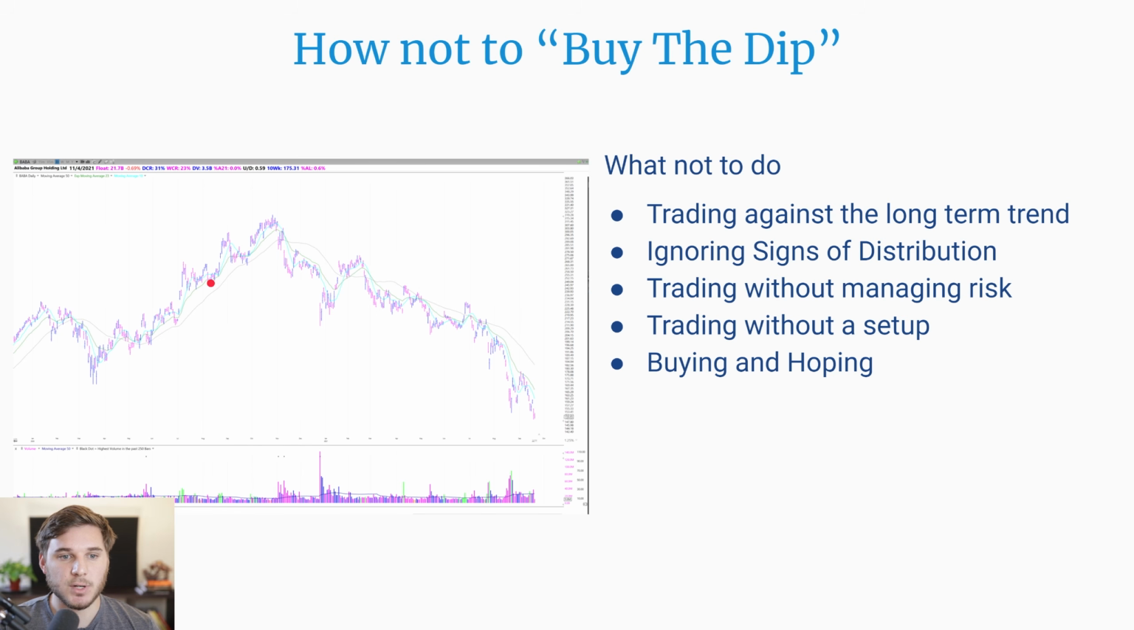Then we had some nice constructive pullbacks. So here, funds are accumulating stock, and this is when you want to be buying pullbacks within the context of an overall uptrend as we're basically moving up above a rising 50-day, 200-day, and also shorter term moving averages.